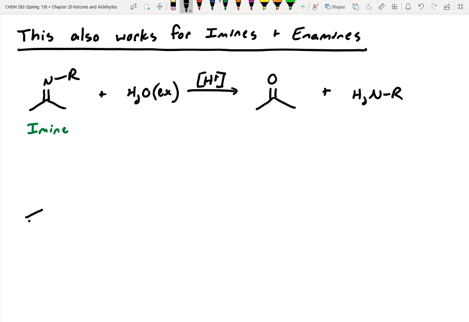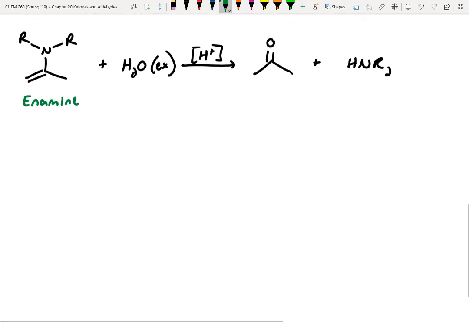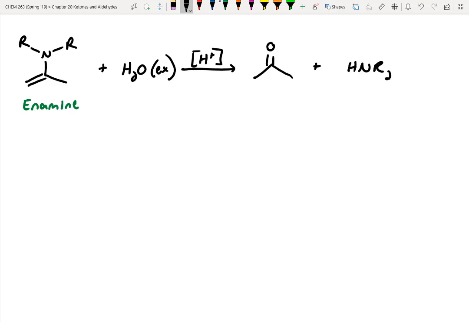If we have an enamine, same sort of thing happens. Where we have H and R2, so we have our secondary amine in this case. So either of these we can do. Which mechanism do you want to try? You want to do the imine hydrolysis or the enamine? Does anybody have a strong preference? Enamine? All right. I thought that's what people would say, so that's what I have in my notes. That's good.